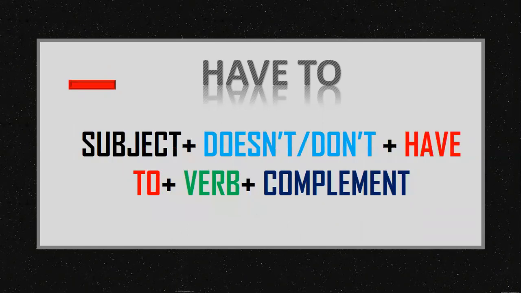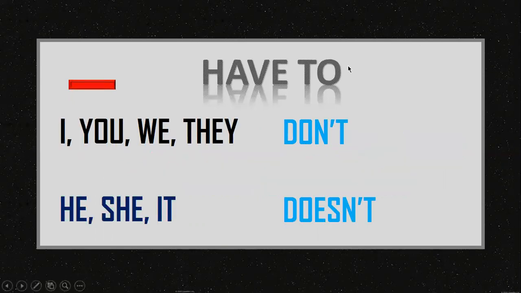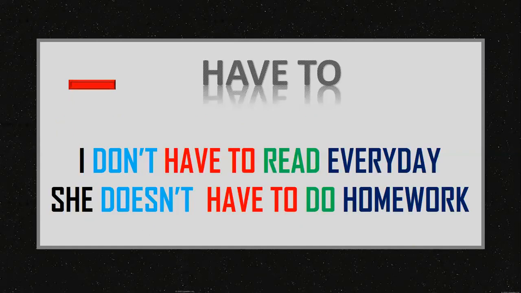Let's continue. Have to in negative sense, it's the same, but remember that we are going to be using an auxiliary. The auxiliary do, doesn't, and don't in this case. So subject, doesn't, don't, have to, plus the verb and the complement. Let's remember that we are going to be using don't when we have I, you, we, and they. And we are going to be using doesn't when we have he, she, and it. Some examples are this. I don't have to read every day.